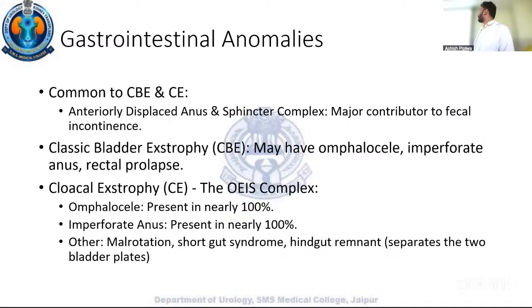GI anomalies are common to classical bladder exstrophy and cloacal exstrophy. There is an anteriorly displaced anus and sphincter complex, which leads to fecal incontinence. In classical bladder exstrophy, there may be omphalocele, imperforate anus, and rectal prolapse. And in classical cloacal exstrophy, omphalocele is always present. Imperforate anus is also nearly always present, and other anomalies are malrotation, short gut syndrome, and a hindgut remnant, which separates the bladder plates into the two halves.